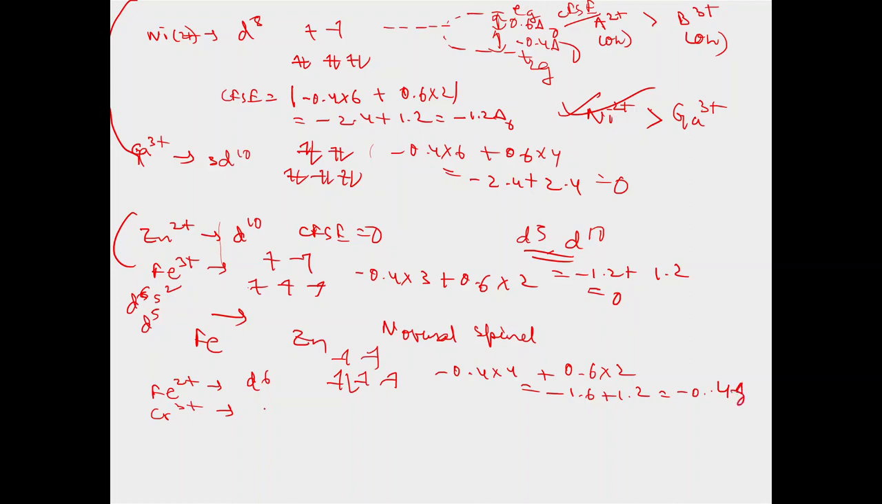And for chromium 3+, chromium is 3d5 4s1. So chromium 3+ means a d3 system: 1, 2, 3. So minus 0.4 into 3 plus 0, which is equal to minus 1.2 delta O. So chromium 3+ CFSE is greater than Fe2+ CFSE. So it will have a normal spinel structure.